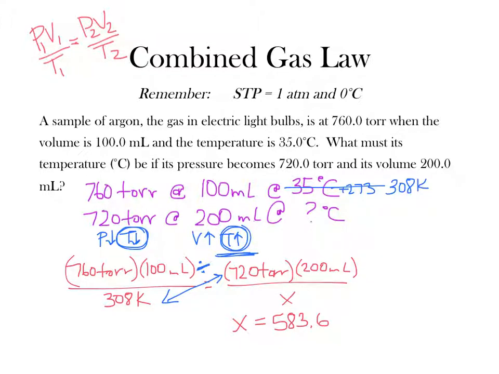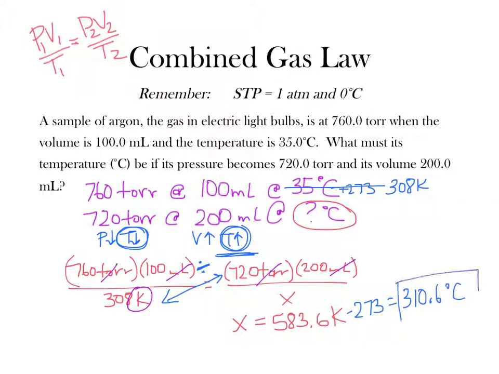583.6. As far as units are concerned, the torrs will cancel, the milliliters will cancel, and we'll be left with Kelvin. The problem is the question's asking for what's the temperature in degrees Celsius, not Kelvin. So we're going to subtract 273 from that answer to get my Celsius temperature, which is 310.6 degrees C.